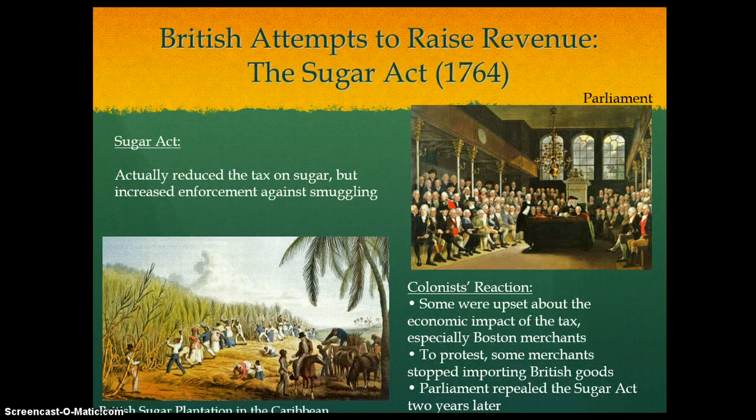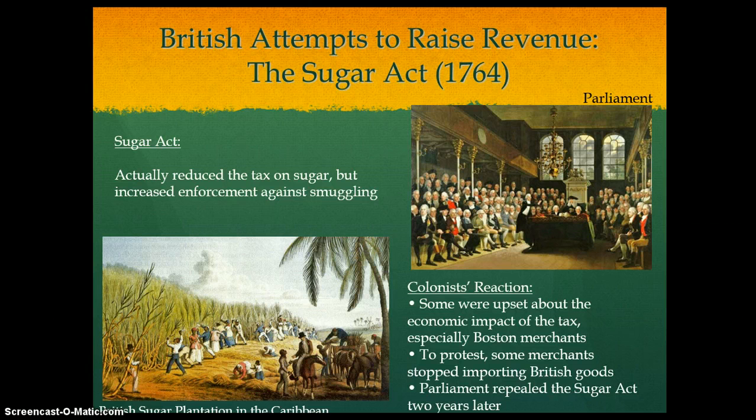So one of these attempts to raise revenue was the Sugar Act, which was passed within a year after the end of the French and Indian War. What's interesting about the Sugar Act is it actually reduced the tax on sugar, but what it did is it increased enforcement against smuggling, which the British government had been really ignoring, kind of looking the other way. But the act gave the British government much more power to restrict smuggling and to make efforts to completely stamp it out.